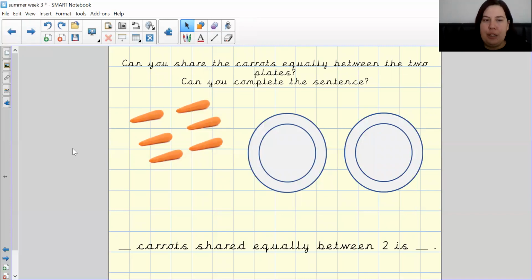So now we are going to look at sharing. These are some carrots, and I want to share them between 2 plates. So something carrot shared equally between 2 is something. I'm going to share them now onto the plates.